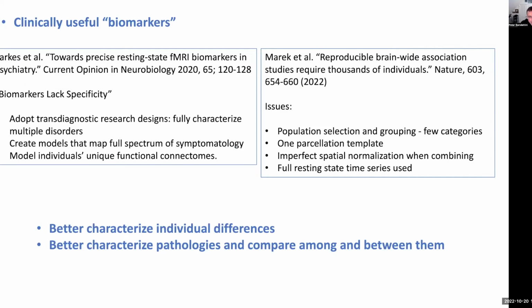Okay, I talked a little bit about this before, but the use of biomarkers.